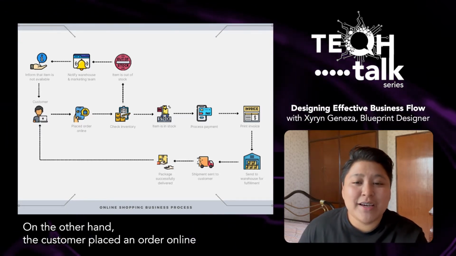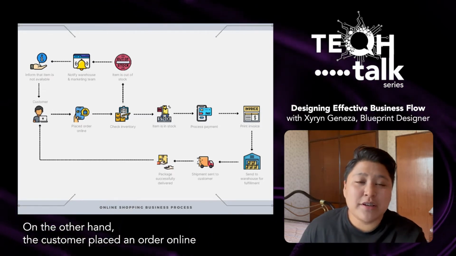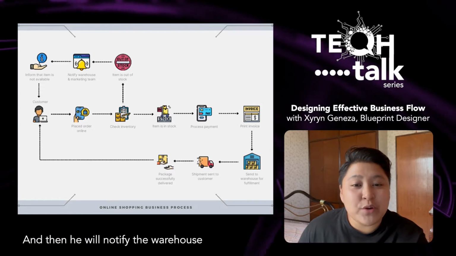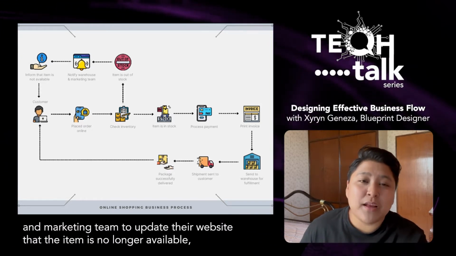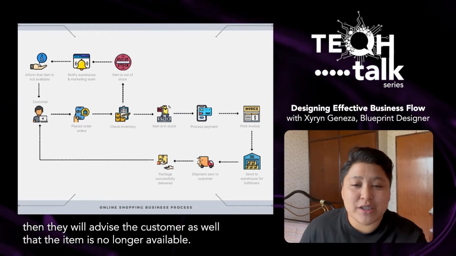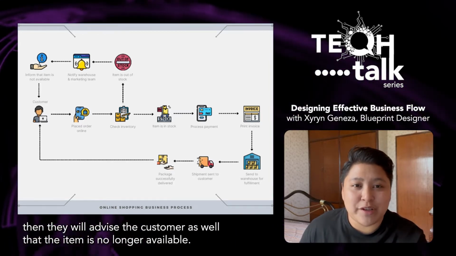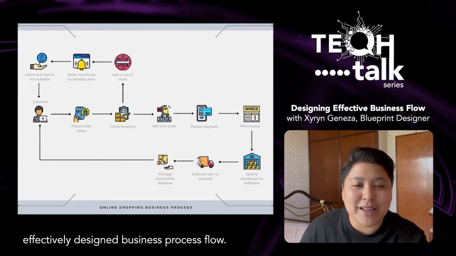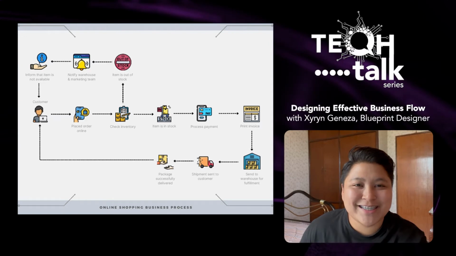On the other hand, the customer placed an order online, the seller checked the inventory, it's out of stock. And then he will notify the warehouse and marketing team to update their website that the item is no longer available. Then they will advise the customer as well that the item is no longer available. And that is an example of a good or effectively designed business process flow.